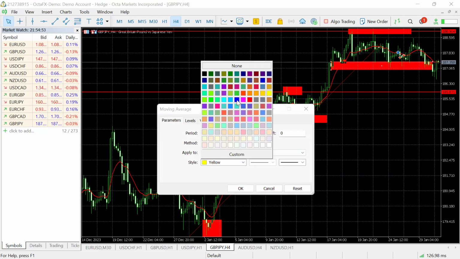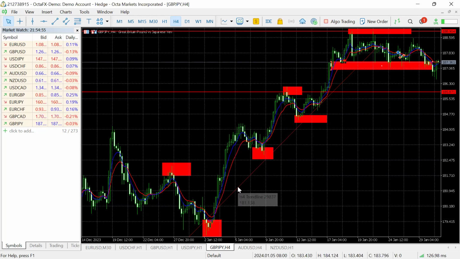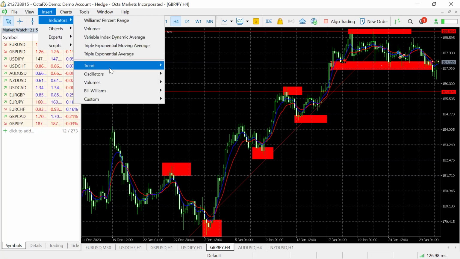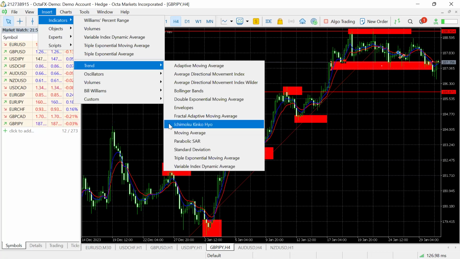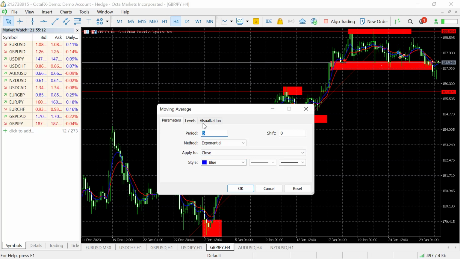Let's make this one blue. And then let's set 20. People usually, you see some who set 50. Let me just put 20, okay? 20, and make that white.